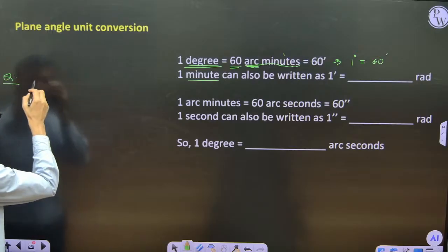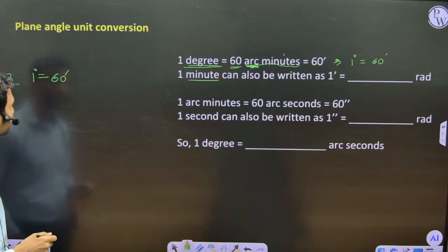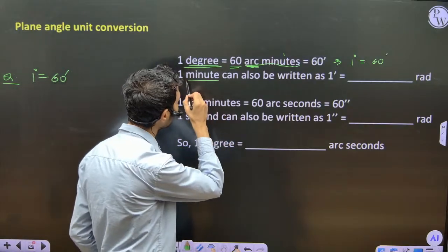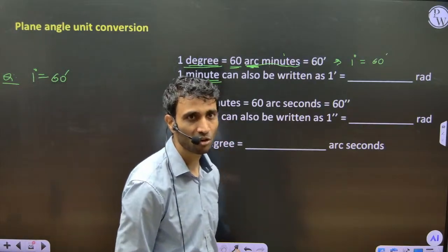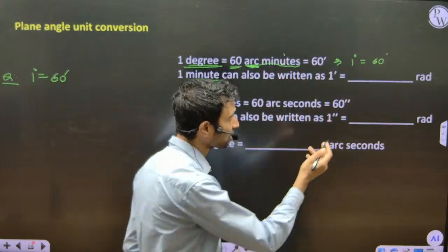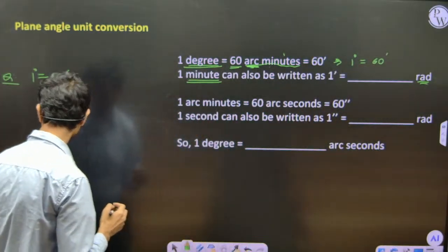So we know that 1 degree is equal to 60 minutes. That's given to us. From there we have to find out what is 1 minute. 1 arc minute is equal to how much? How many radians? Right, so let's see how we get to that.